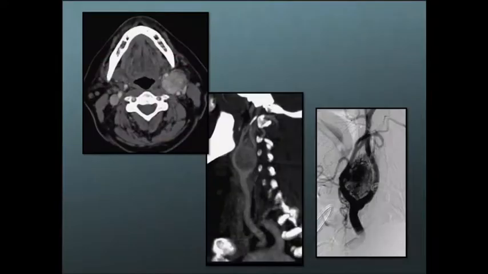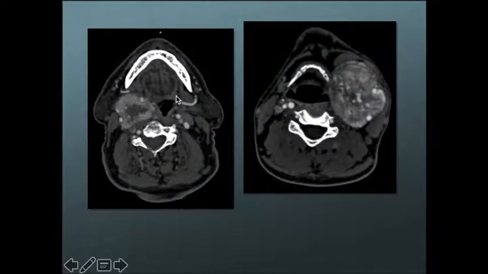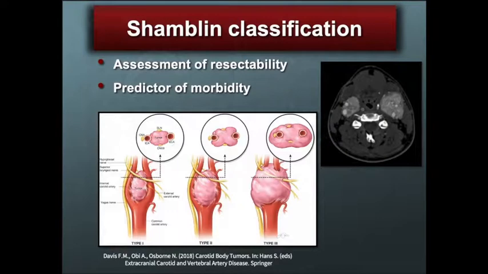On the sagittally formatted images and on the DSA, they create this typical so-called lyre sign. And as you know, those lesions typically cause a bruit on auscultation. When they are small, they are typically more or less homogeneous. However, as they increase in size, they start having internal heterogeneity and necrosis. It is crucial to correctly diagnose those cases, but your job is not done by just naming or correctly diagnosing them. You have to give the Shamblin classification.